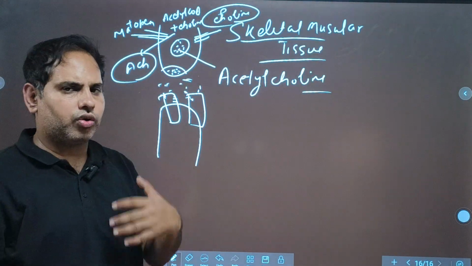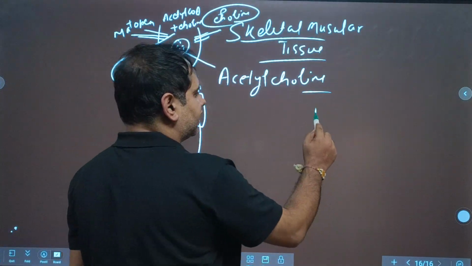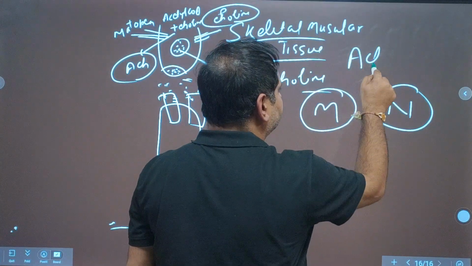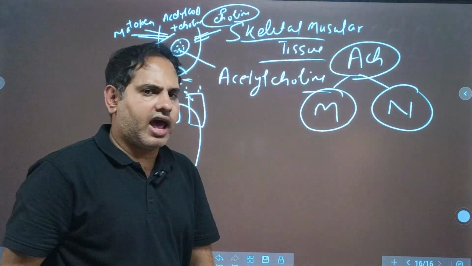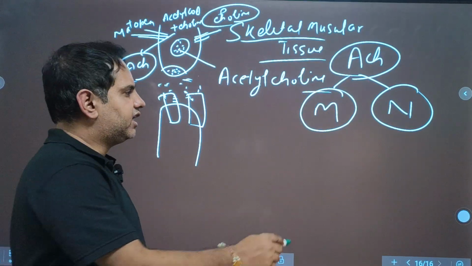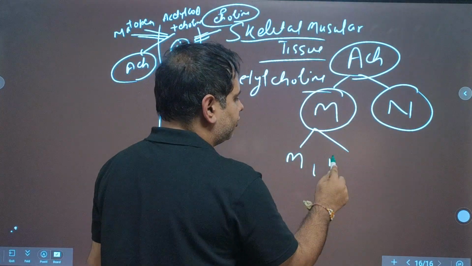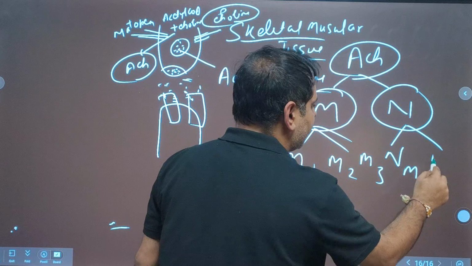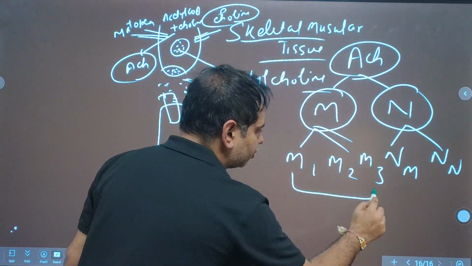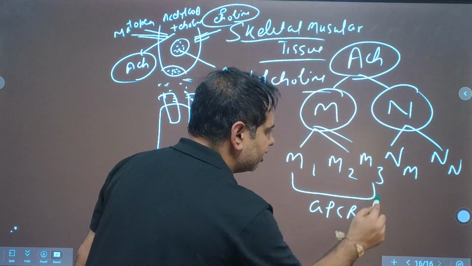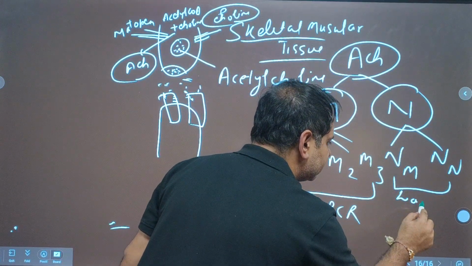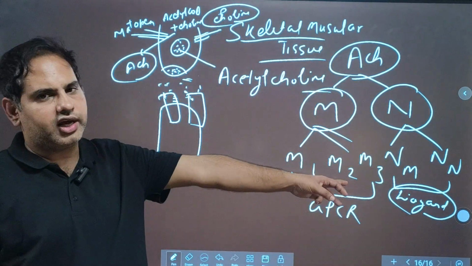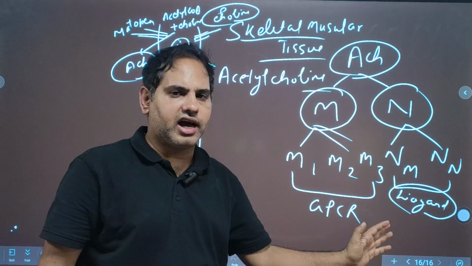Acetylcholine has receptors all over the body. There are two types of receptors. One is muscarinic, another one is nicotinic. We represent them as M and N. These are the receptors of acetylcholine. Muscarinic is further divided into M1, M2, M3, and nicotinic is further divided into NM and NN. All the muscarinics are GPCRs, and all nicotinic receptors are ligand gated ion channel receptors.